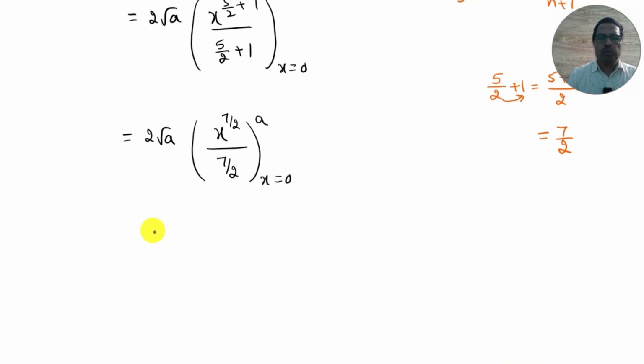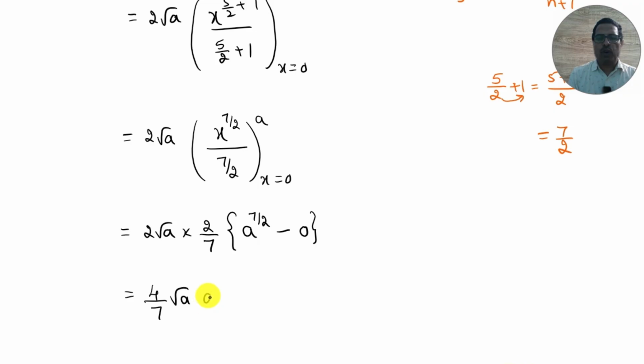Or further, if you try to simplify this one, this is 2 root of a into 7 by 2 in the denominator. If I take it to the numerator, it becomes reciprocal, 2 by 7. And let us apply the upper and lower limit value. Upper limit value for x will be a, so a power of 7 by 2, minus lower limit value for x will be 0, and 0 power of anything will be 0 itself. Or if you further simplify, 2 times 2 will be 4, 4 by 7, this is root of a as it is, and this is how much? A power of 7 by 2, 0 you can ignore.